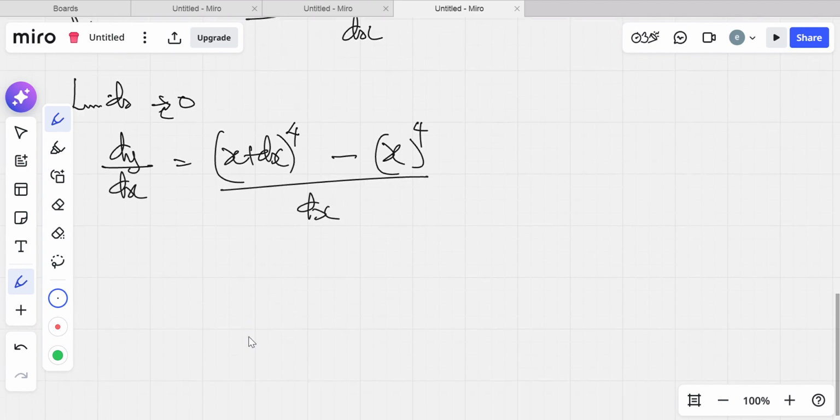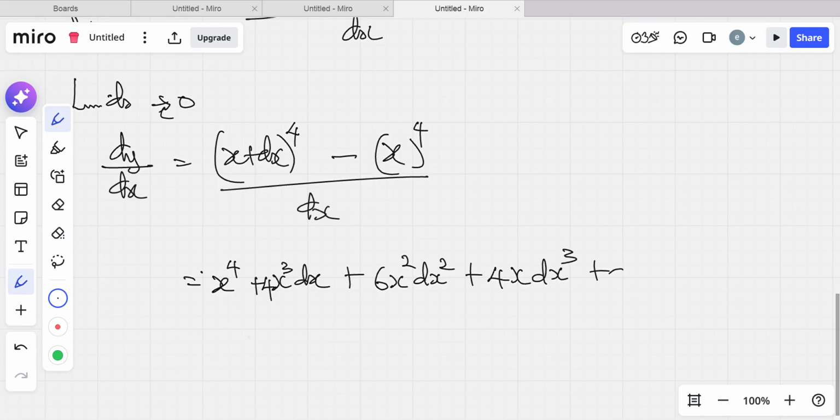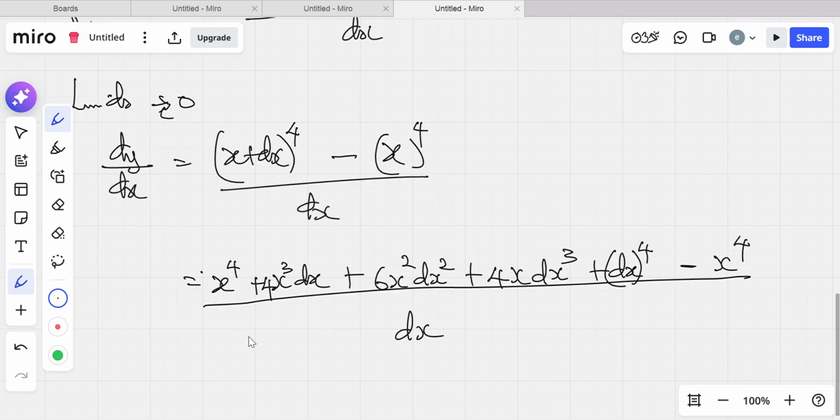So we are going to expand this. In expansion, applying the shortest form, which is Pascal's triangle, that is x to the power 4 plus 4x to the power 3 dx plus 6x to the power 2 dx to the power 2 plus 4x to the power 1 dx to the power 3 plus dx all to the power 4, then minus x to the power 4, all over dx.